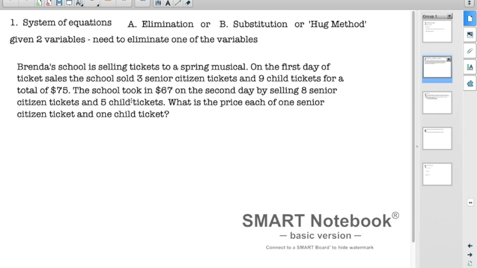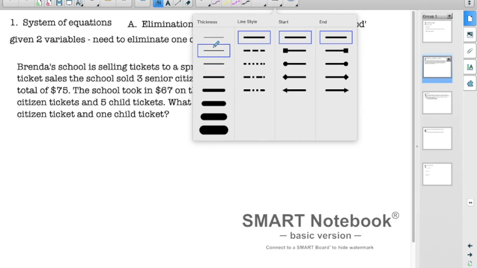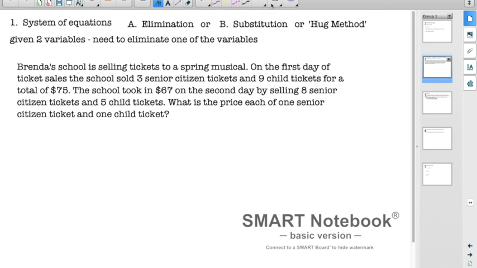So right there, I see two different variables that I always tell my kids you gotta use a let statement, right? I need to know what these letters are representing. I'm not just gonna go all willy-nilly and put random letters that don't represent anything. So right off the bat, I want to use my let statement. What am I trying to give a variable for? What word in this sentence should I want to use my let statements for? Well, here it says 3 senior citizen tickets and then 9 child tickets.